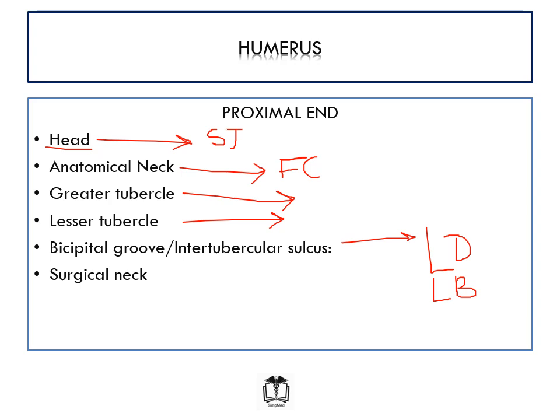And then finally, we have the surgical neck of the humerus. One very important structure related to the surgical neck of the humerus is the axillary nerve. The axillary nerve is found wrapping around the surgical neck. Aside from the axillary nerve, we have some other structures found at the surgical neck. These structures include the anterior and posterior circumflex humeral arteries. So these are arteries that wrap around the surgical neck.